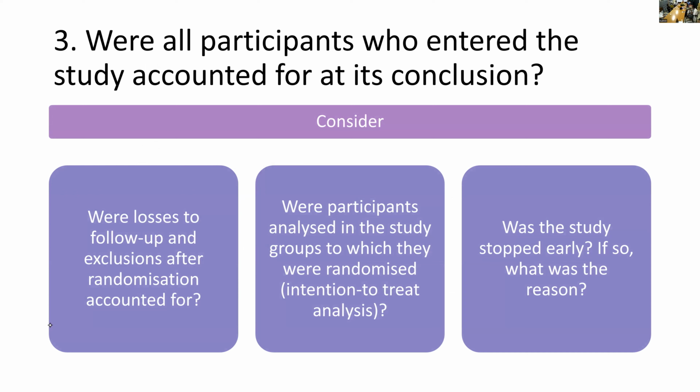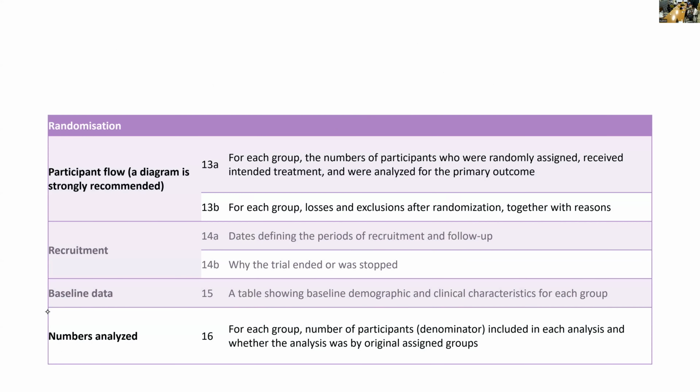Okay, taken 0.05, yeah. So the next question is whether the participants who entered the study were accounted for at its conclusion. It's talking about loss to follow-up and exclusion after randomization, whether they have given details of that, whether they were analyzed in the same group, whether they did an intention to treat analysis, and if the study was stopped early. These are the corresponding questions from the Consort checklist. Participant flow and numbers analyzed are covered here; the questions for recruitment and baseline data come a little later.